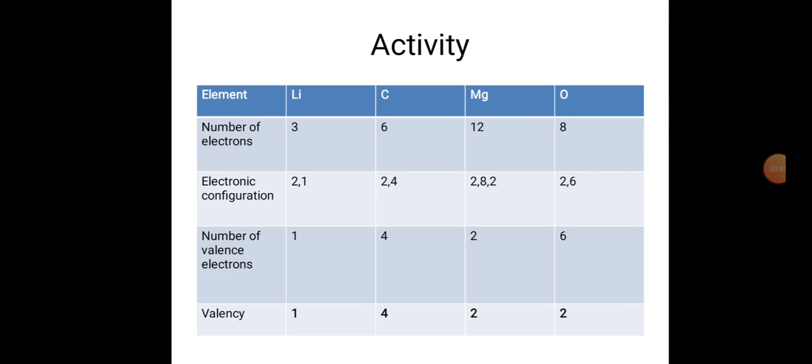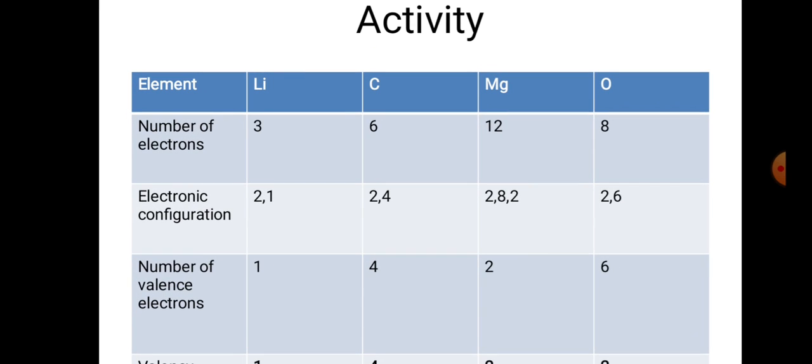Children, let us do an activity. Here few elements are shown. Lithium has number of electrons 3. So electronic configuration of lithium is 2, 1. 2 electrons are present in K shell and L shell has only 1 electron.